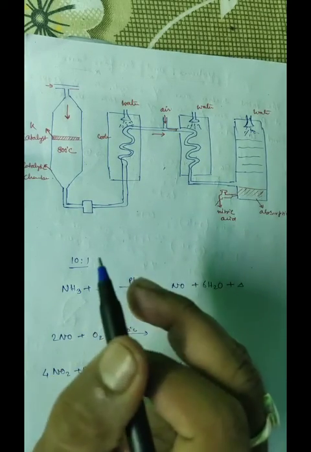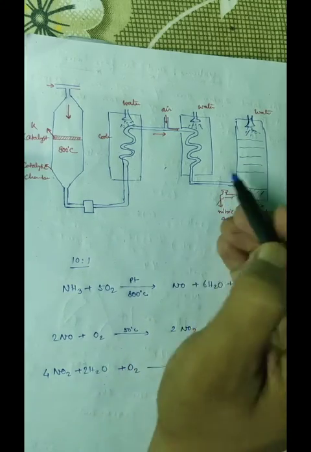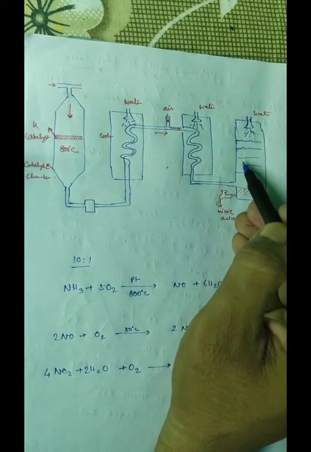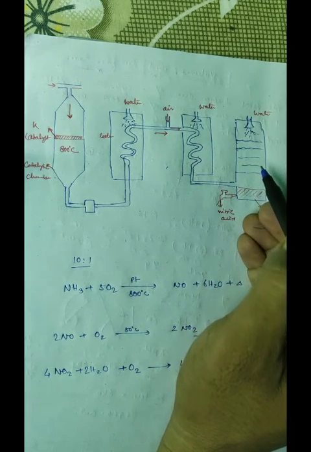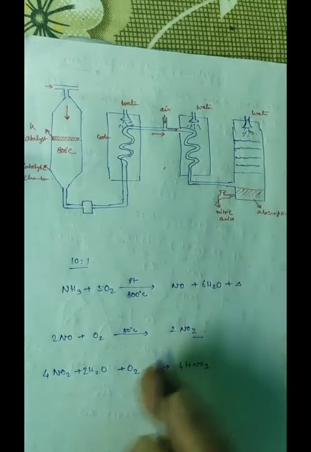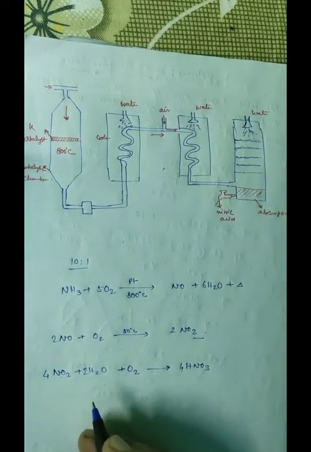Quartz is acid resistant and is packed in layers. It helps in dissolving nitrogen dioxide uniformly in water. What is its role? It helps this nitrogen dioxide to mix with water.